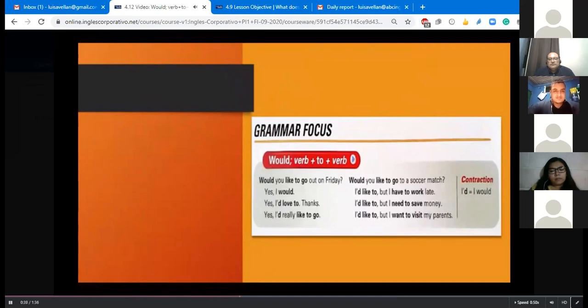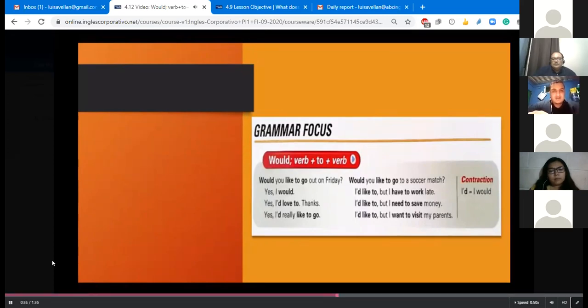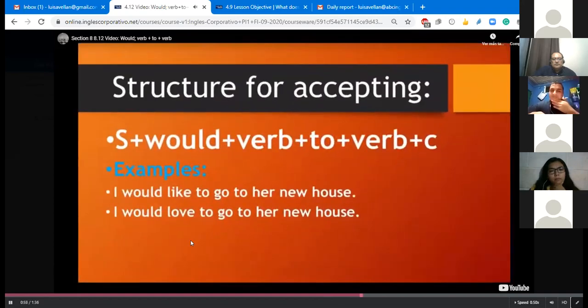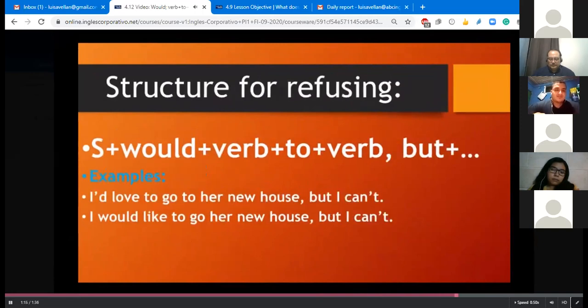Would you like to go to a soccer match? I'd like to, but I have to work late. I'd like to, but I need to save money. I'd like to, but I want to visit my parents. Contraction. I'd equals I would. In order to accept an invitation, we need to follow the structure. Subject plus would plus verb plus to plus verb, plus complement. Examples: I would like to go to her new house. I would love to go to her new house. And when we need to refuse an invitation, we need to follow this structure. Subject, plus would, plus verb, plus to, plus verb, comma, but, plus. Examples: I would love to go to her new house, but I can't. I would like to go to her new house, but I can't.